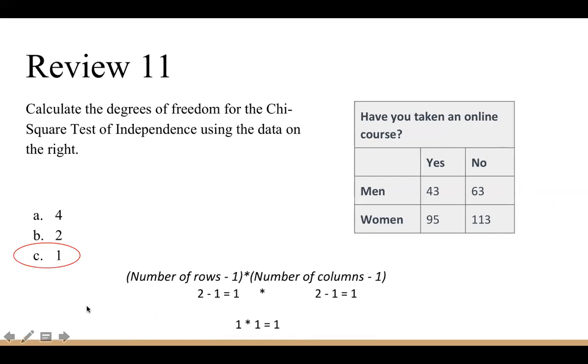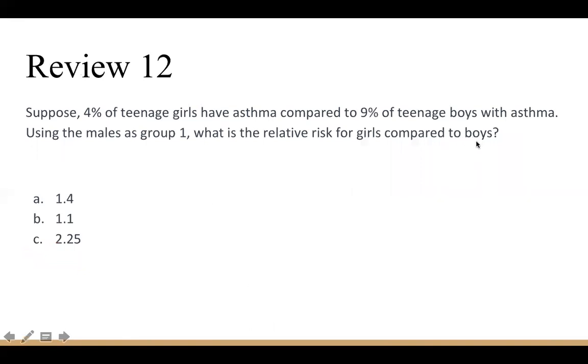So yes, great job. All right, so here's our last review question for lesson 11. Suppose 4% of teenage girls have asthma compared to 9% of teenage boys with asthma. Using the males as group 1, what is the relative risk for, well, it should say boys compared to girls, but what is the relative risk for boys compared to girls?